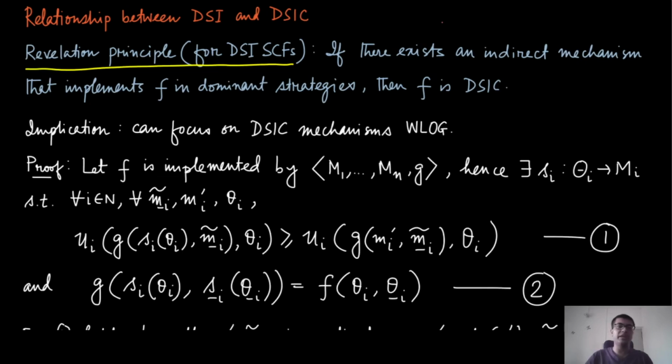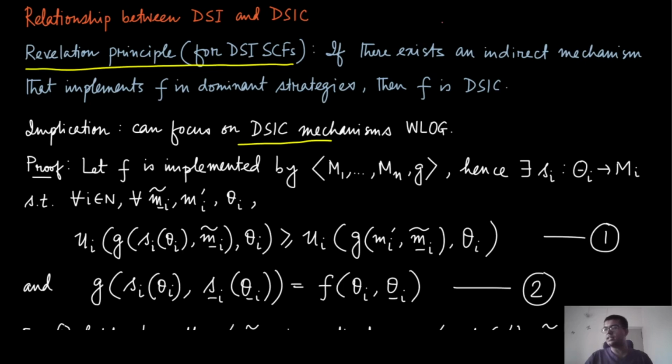What is the implication? You can now focus entirely on these DSIC mechanisms, and that will be without loss of generality. We don't really need a roundabout way of implementing F using indirect mechanisms. So let us look at the proof. It is very simple and straightforward.